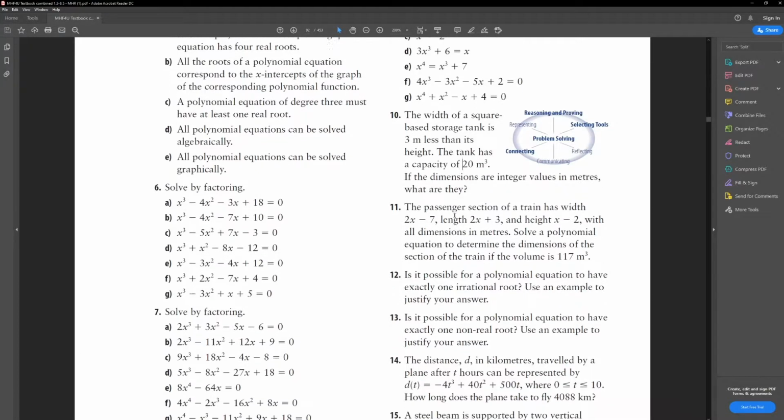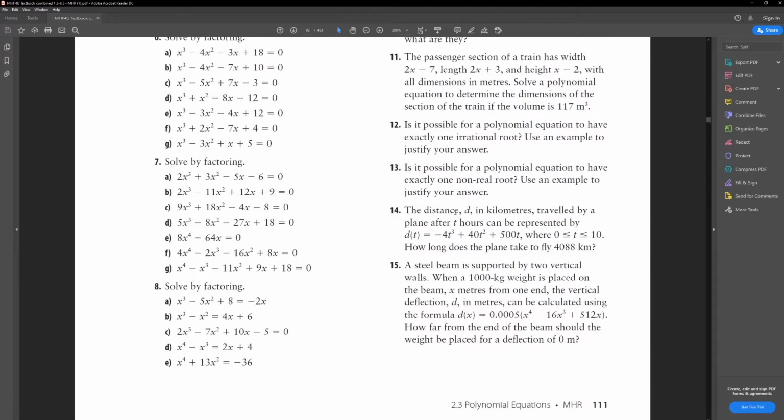Okay, so question 15 is next. A steel beam is supported by 2 vertical walls. When a 100 kilogram weight is placed on the beam, x meters from one end, the vertical deflection in d meters can be calculated using the following formula. Again, all we had to know here was 100 kilograms and the equation. How far from the end of the beam should the weight be placed for a deflection of 0? So let this equal 0, and then you solve for x. It's nothing difficult. Again, it is super simple and super familiar with what we have learned already.